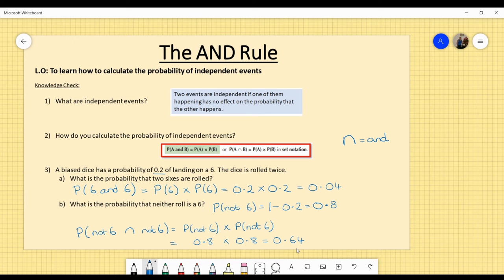Okay, so there's a set of questions for you to have a go at on the AND rule. Remember to try and write your answers down and take a photo and let me see that on the Google Classroom when you've finished. Make sure you're marking your work as you go and ask if you have any questions.